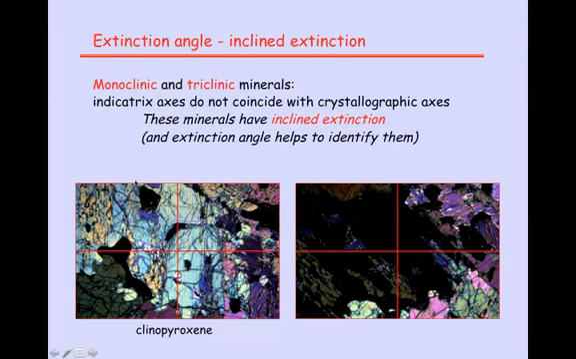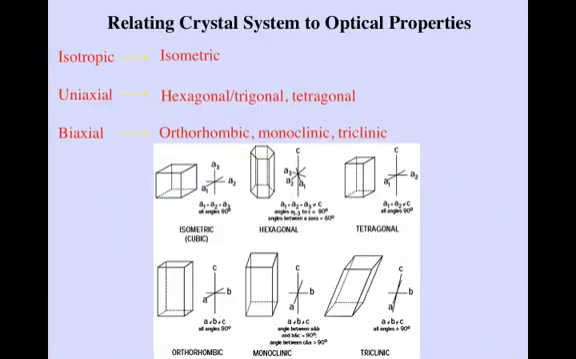This is in cross polars there on the left. We rotate the stage about, let's say, 45 degrees, and that same crystal is now extinct. It's not in line with the north-south crosshairs, it's not in line with the east-west crosshairs, it's got an inclined extinction, and we can measure that angle with the goniometer on your stage. So there's the angle that you would measure from. You would measure from the north-south crosshair to wherever the maximum extinction is.